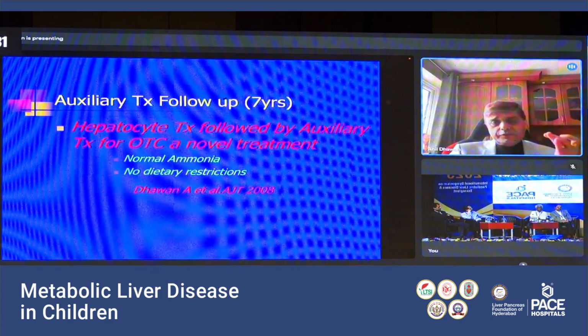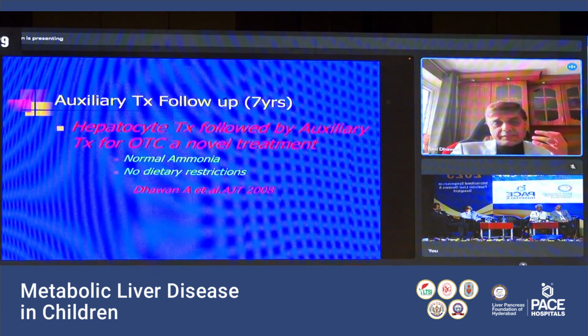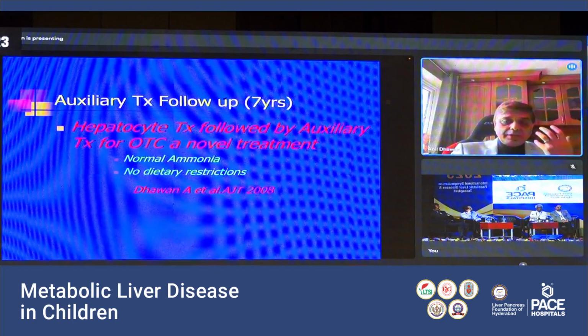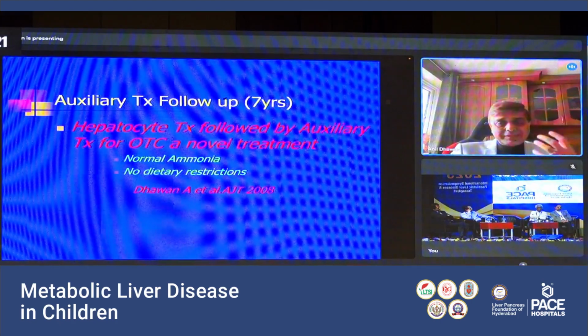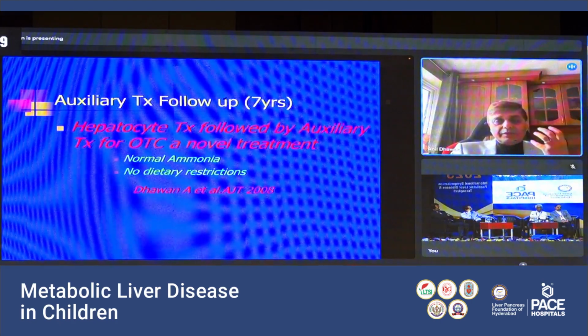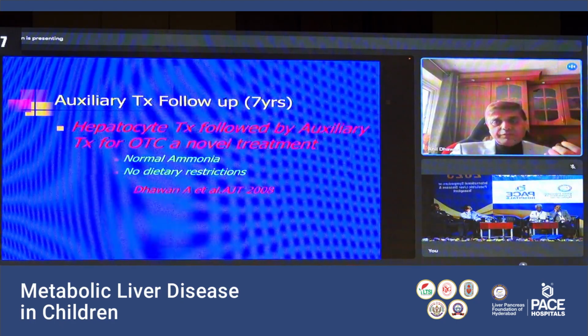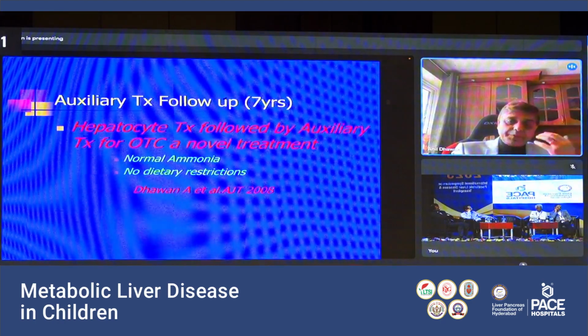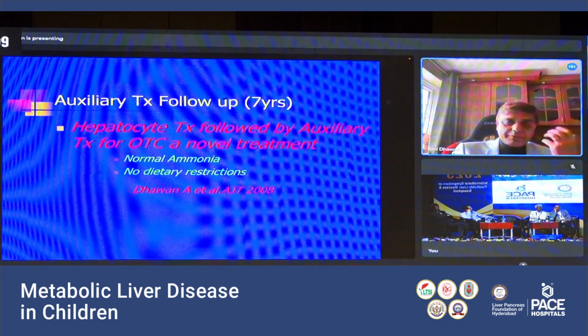Then we introduced hepatocyte transplantation in practice, and what we found is that it was good short-term. We had a normal ammonia and no dietary restrictions, but it didn't last more than 18 months. So for the short term it was good, but if the patient is getting immunosuppression, then they may opt for auxiliary liver transplant, keeping an option for gene therapy in the future.